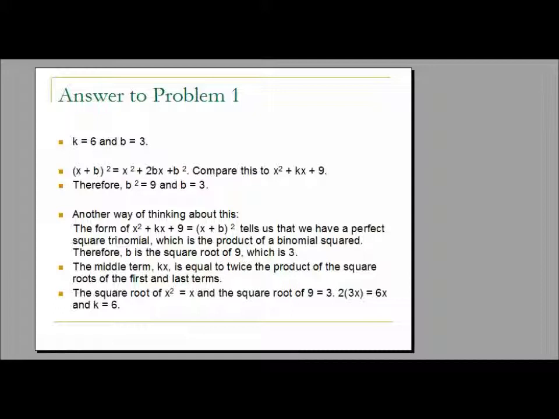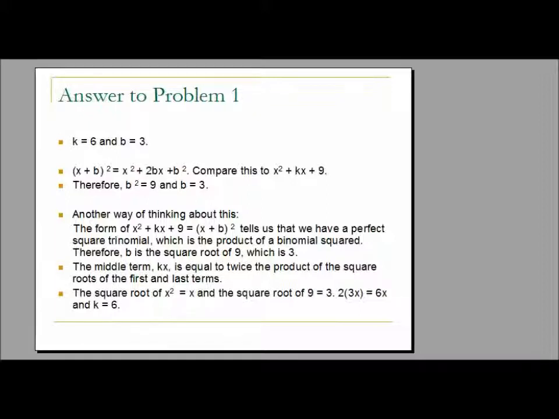Answer to problem 1: k equals 6 and b equals 3. Recall that if you square the binomial (x plus b), the result is x squared plus 2bx plus b squared. Compare that to x squared plus kx plus 9. Therefore, b squared equals 9 and b equals 3.